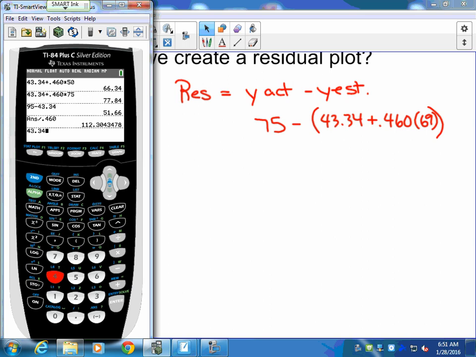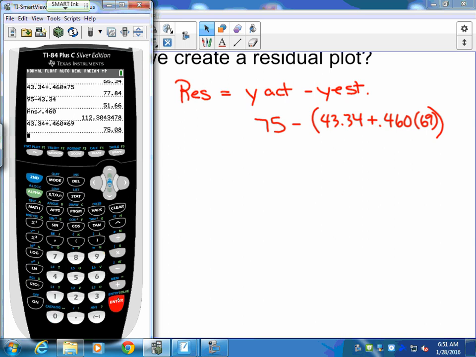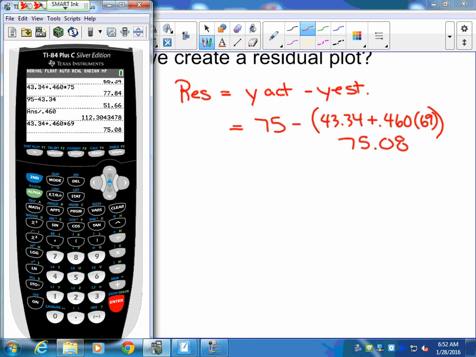So we have 43.34 plus 0.460 times 69, and we get an estimated value of 75.08. We can see that for this data point, this line equation was a very good estimation. To get our residual value, it's the actual of 75 minus the estimated, so this point has a residual distance of negative 0.08.